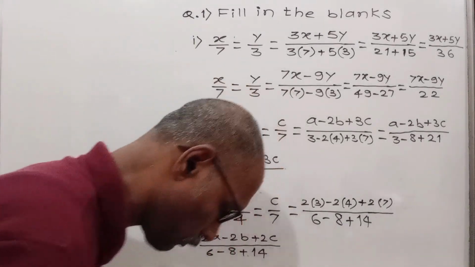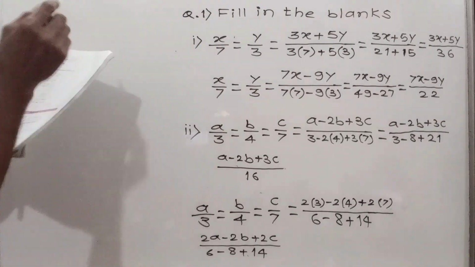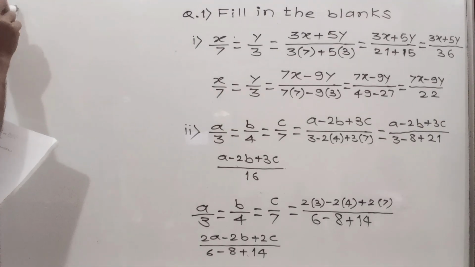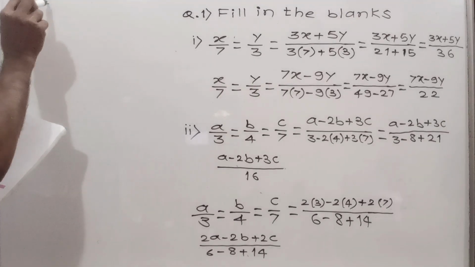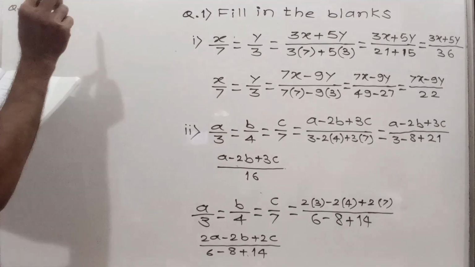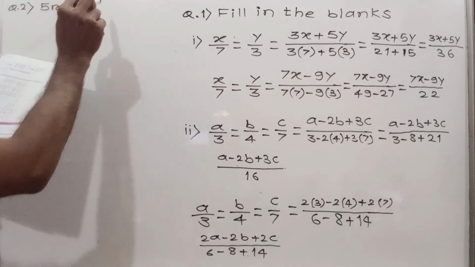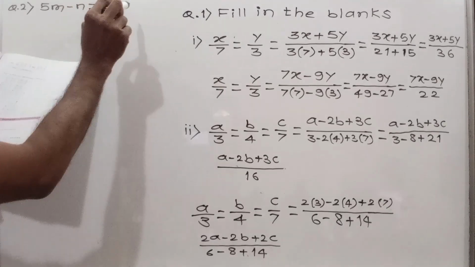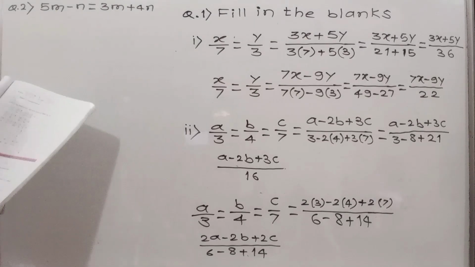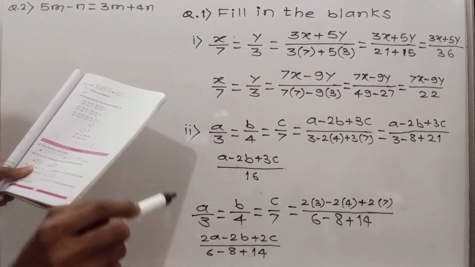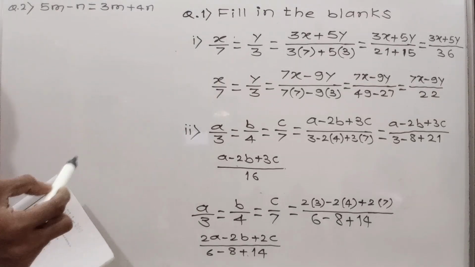Then next, question number 2. 5m minus n is equal to 3m plus 4n. Then find the values of the following expressions. I will tell you afterwards.